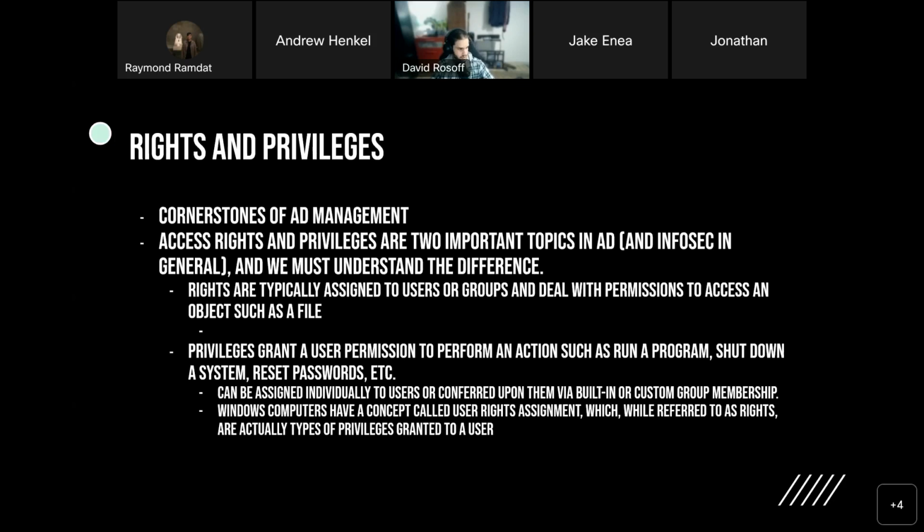Privileges, on the other hand, grant a user permission to perform an action, such as run a program, or shut down a system, or reset passwords, or whatever. Privileges can also be assigned to groups as a whole, or to individual users. And yeah, I think that's it.